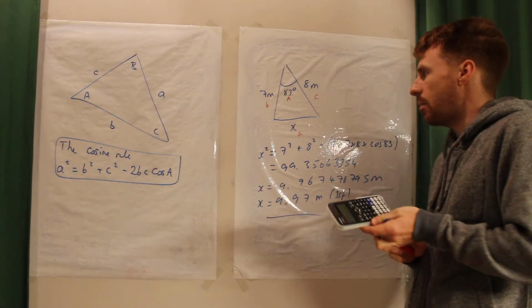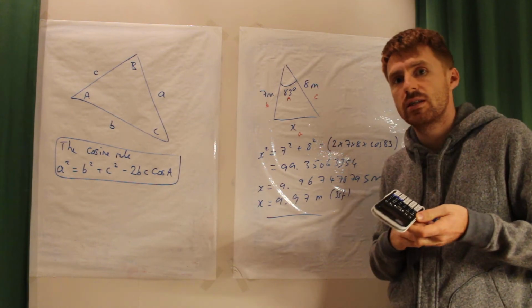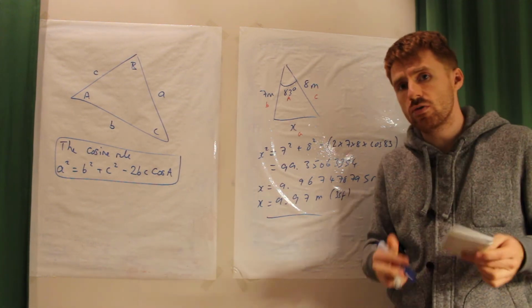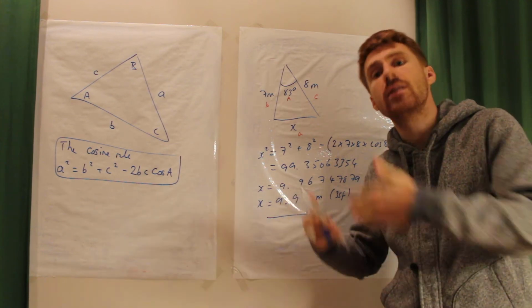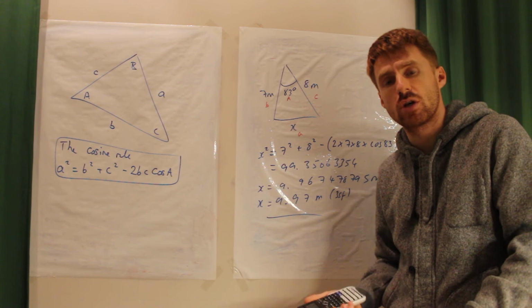That is the cosine rule applied to finding different sides. So as long as you've got two sides already and an angle, you can find the other side of the triangle using the cosine rule.